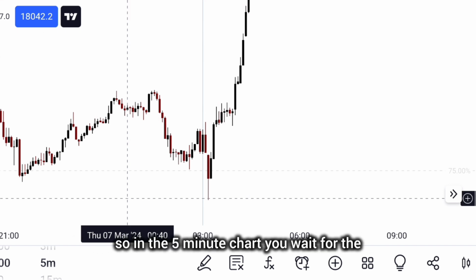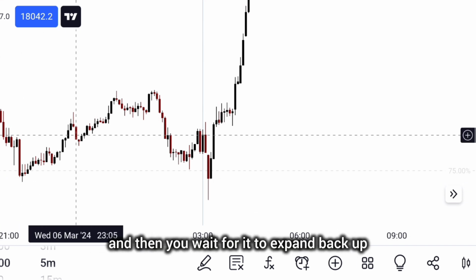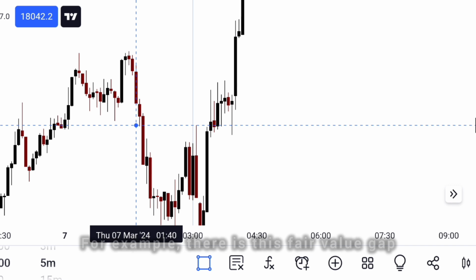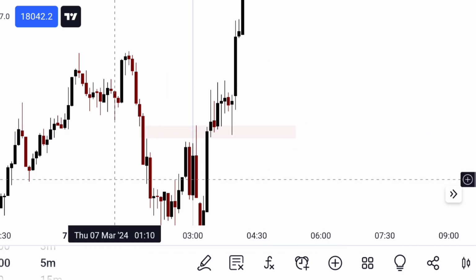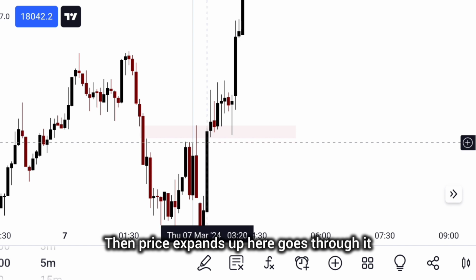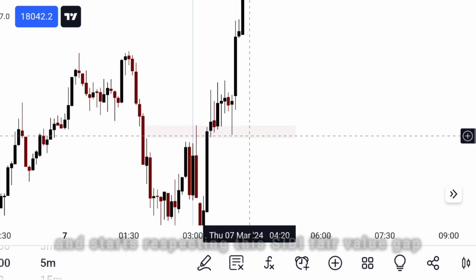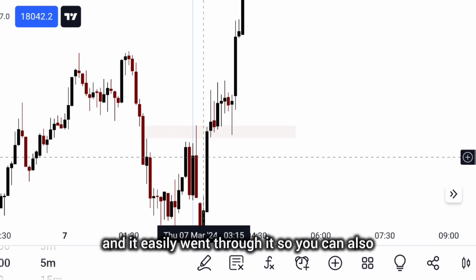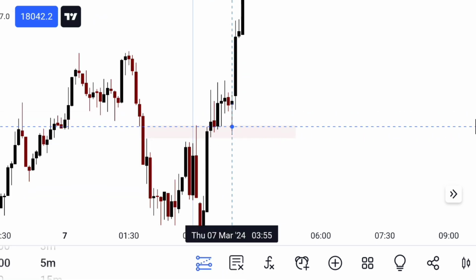So in the 5 minute chart, you wait for the price to take the liquidity, and then you wait for it to expand back up. You want it to go through premium and respect discount. For example, there is this fair value gap here in the form of CB. When price expands up here, goes through it, and it starts respecting this CB fair value gap, invasion fair value gap, it doesn't go under it and it easily went through it. So you can also enter long here.